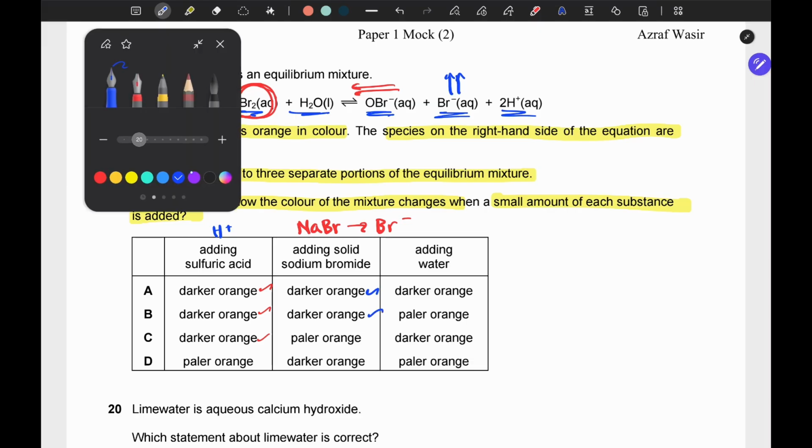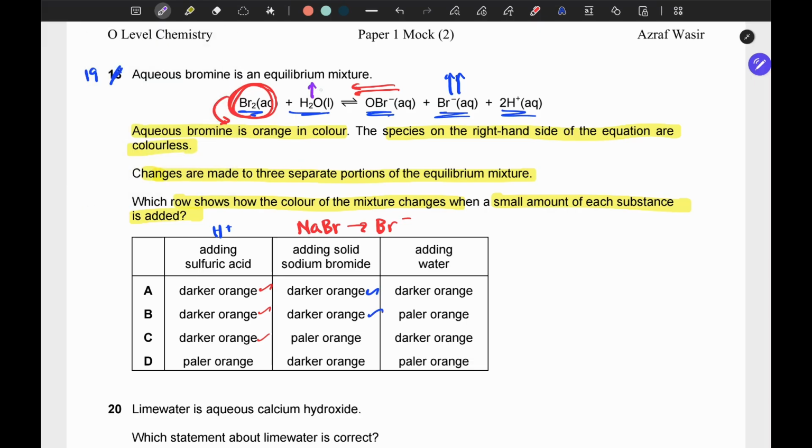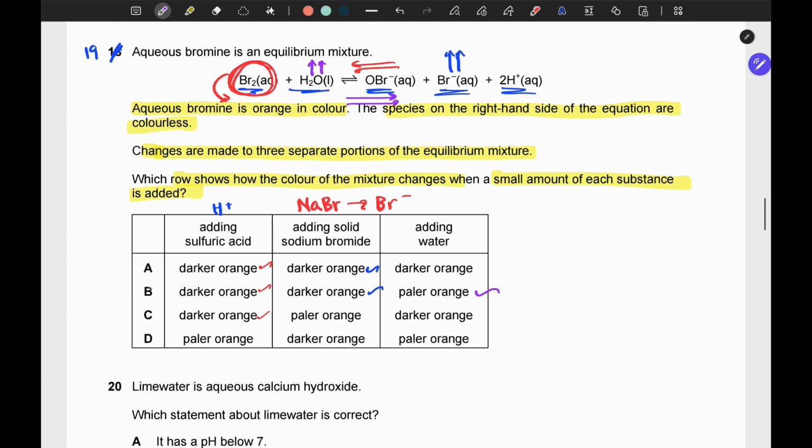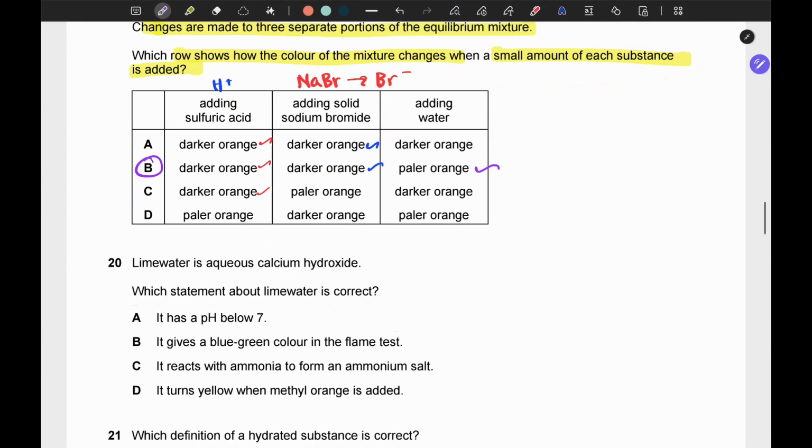And lastly, adding water. Now, when you add water, we see that it's in the reactant side. If you add water in the reactant side, then obviously it will go in the opposite direction. So in that case, the amount of bromine in my equilibrium mixture will decrease. That will force the mixture to become a paler orange. In that case, the answer over here should be B. This question is simply an application of Le Chatelier's principle.